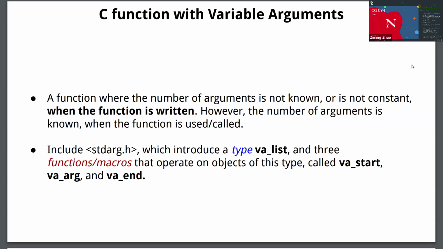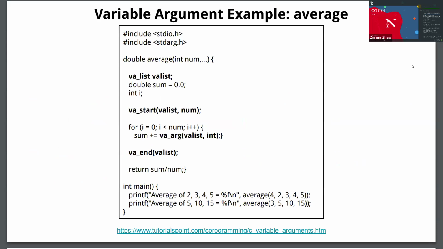If you want to develop a C function with variable arguments, you just need to include the standard argument library header. That introduces a type called va_list, the variable argument list. And there are three other functions and macros that operate on the objects of this list for you to retrieve the arguments. They are va_start, va_arg, and va_end. Those three. So here is one example.